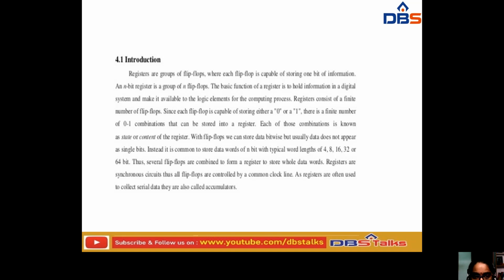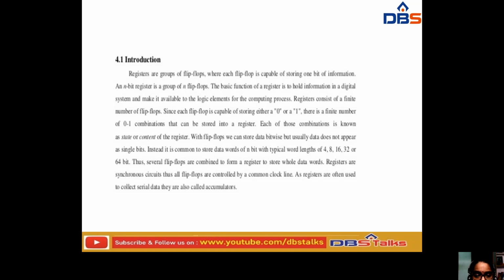discussed about the flip-flops, where each flip-flop is capable of storing one bit of information. That is, it is able to hold one bit of information, such that an n-bit register is a group of n flip-flops.